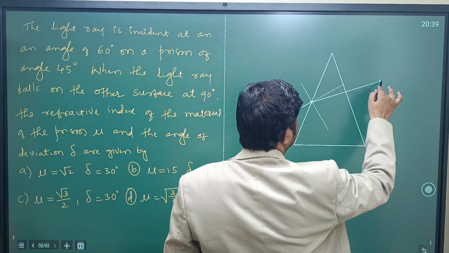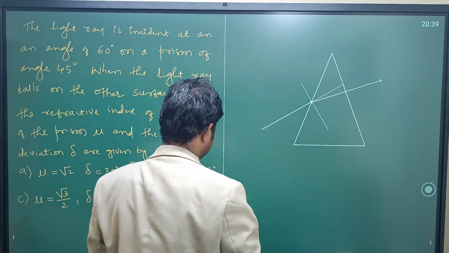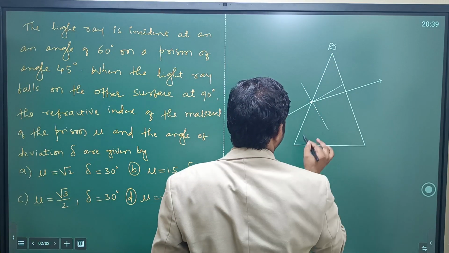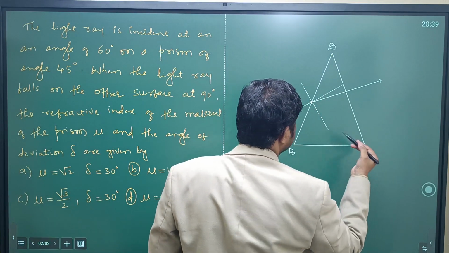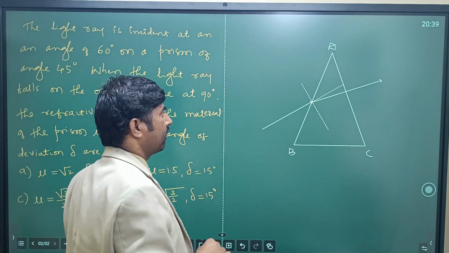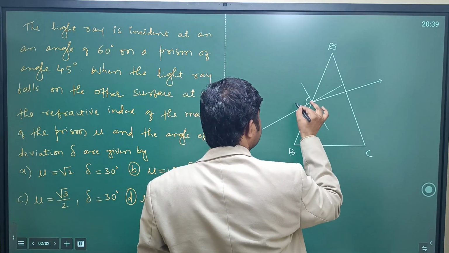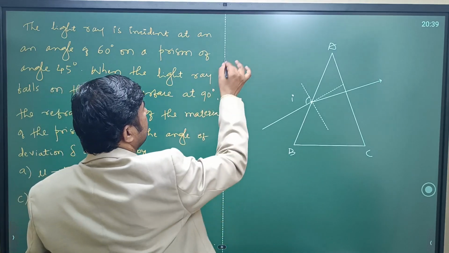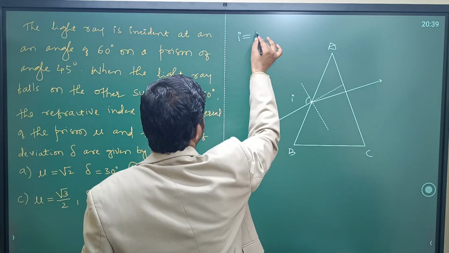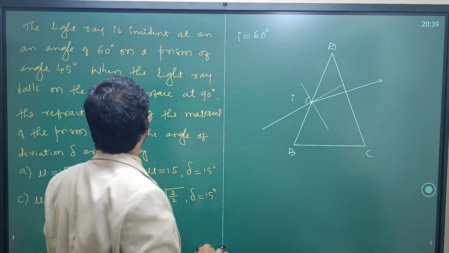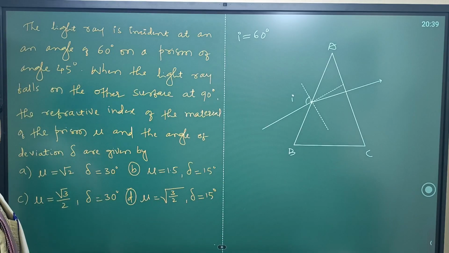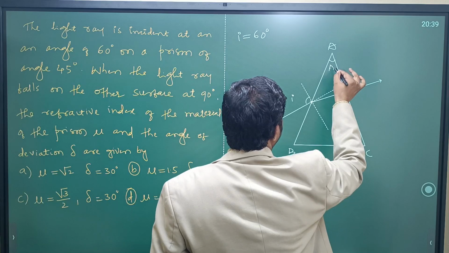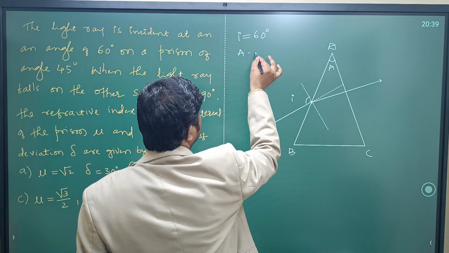normal to the other face. If I write this is A and B, C, ABC is the principal section of the prism, and you can say this is angle of incidence. Its value is given. How much is it? Angle of incidence is 60 degree. A ray of light is incident with 60 degree, and they have also given angle of prism. This angle of prism is 45 degree.